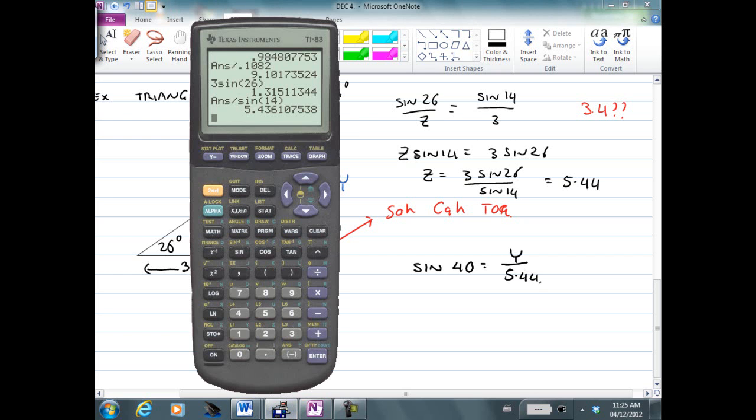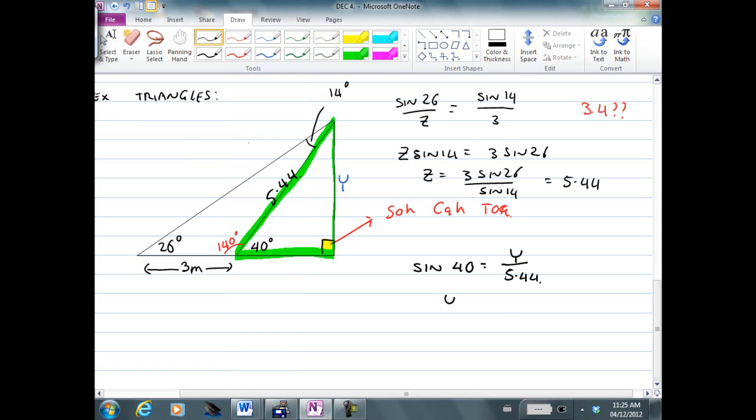Punch in my calculator: sine 40 times 5.44. Exactly what I've been working with you. Nothing new. And your answer is actually 3.5. So everyone, was it that hard after all? No.